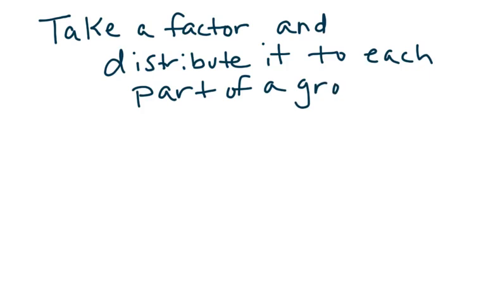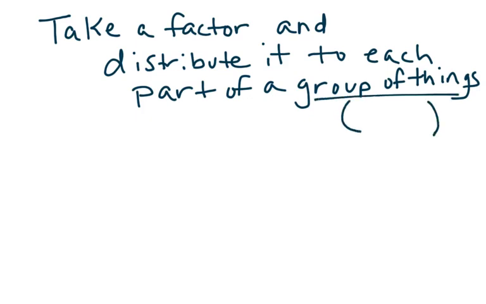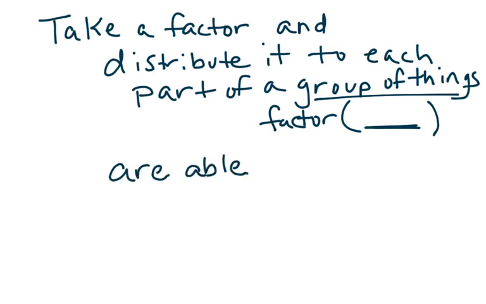Now this group of things that we're talking about is normally in a set of parentheses. The factor is going to be out here. Your group of things are going to be in here. And then that group of things are added and subtracted. And the things are terms, algebraic terms.